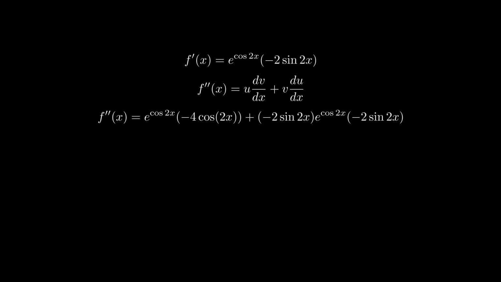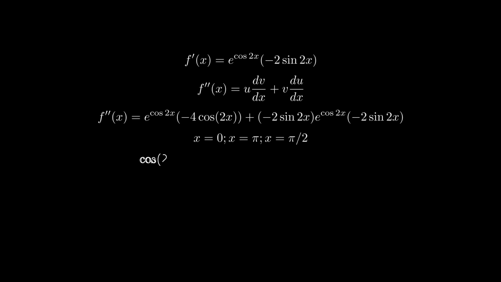In this case, if we label e to the cosine 2x as u, we would have e to the cosine 2x times the derivative of minus 2 sine 2x, which is minus 4 cosine 2x, plus v, which is minus 2 sine 2x, times the derivative of e to the cosine 2x, which is what we calculated in part A. So it's simply again e to the cosine 2x times minus 2 sine 2x. We're asked to solve this at the coordinates that we discovered in part A, namely when x is equal to 0, x is equal to pi, and when x is equal to pi over 2.